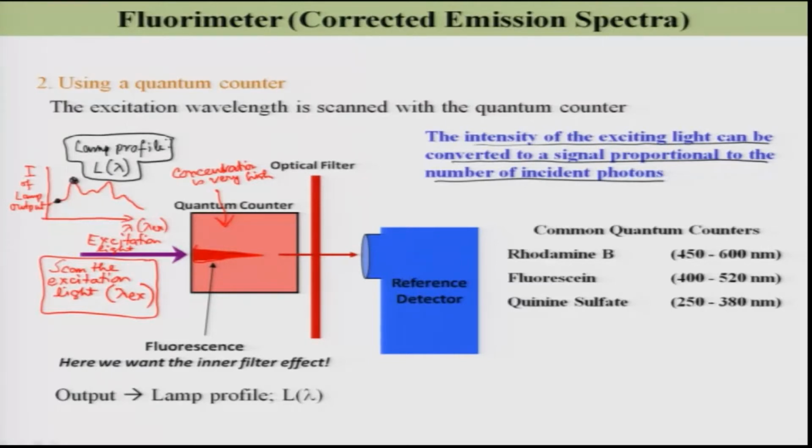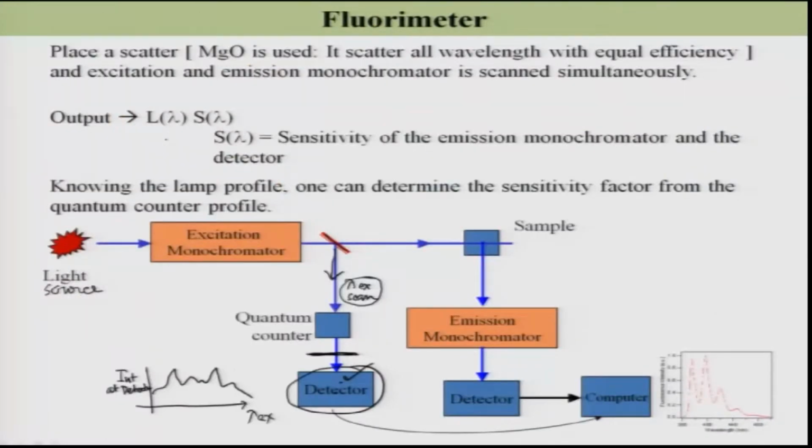Now, instead of taking your sample for the emission measurement, let me take some other material in this sample position. What is the material? It is a scatterer.